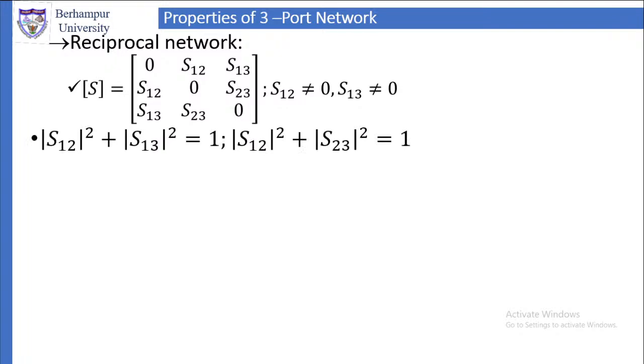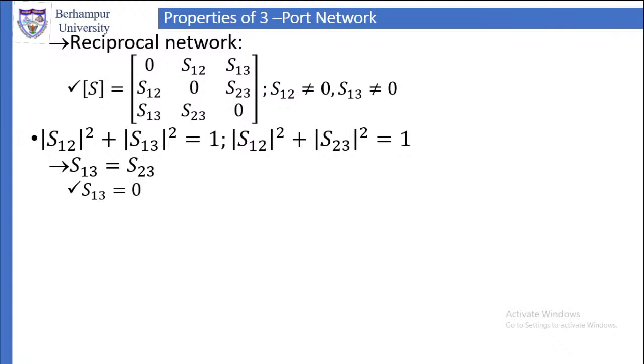Now here S12 is not equal to 0, S13 is not equal to 0. Now use this property: the sum of the squares of the row is equal to 1. So the magnitude of S12 squared plus the magnitude of S13 squared is equal to 1. And the magnitude of S12 squared plus the magnitude of S23 squared is equal to 1, for the lossless reciprocal network.